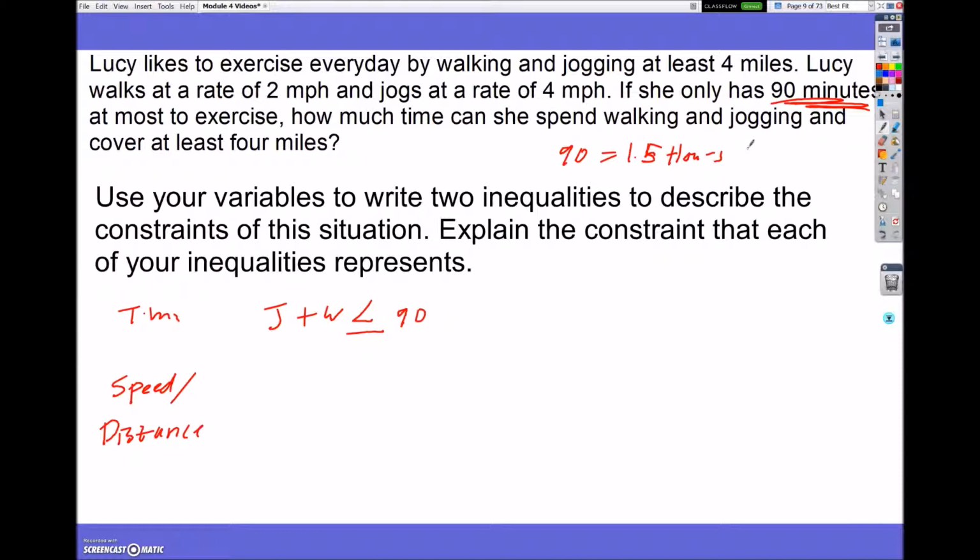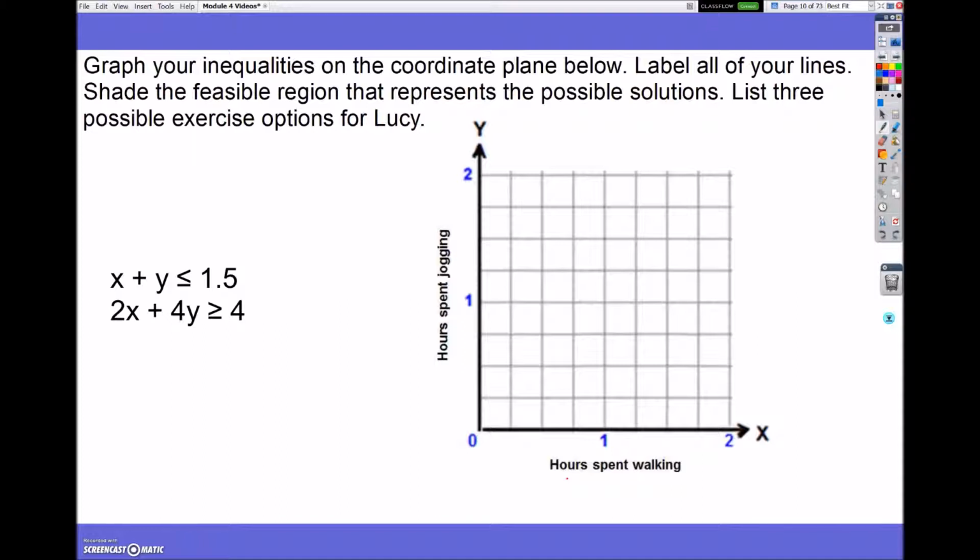So it says she needs to jog or walk at least 4 miles. Well, she jogs at 4 miles per hour. She walks at 2 miles per hour. And this has to be at least 4 miles. And on my top equation, I already made a mistake. It's supposed to be 1.5, not 90 minutes. It's supposed to be 1.5 hours. Okay, so now that I have my two equations, I use X and Y here, but same idea.